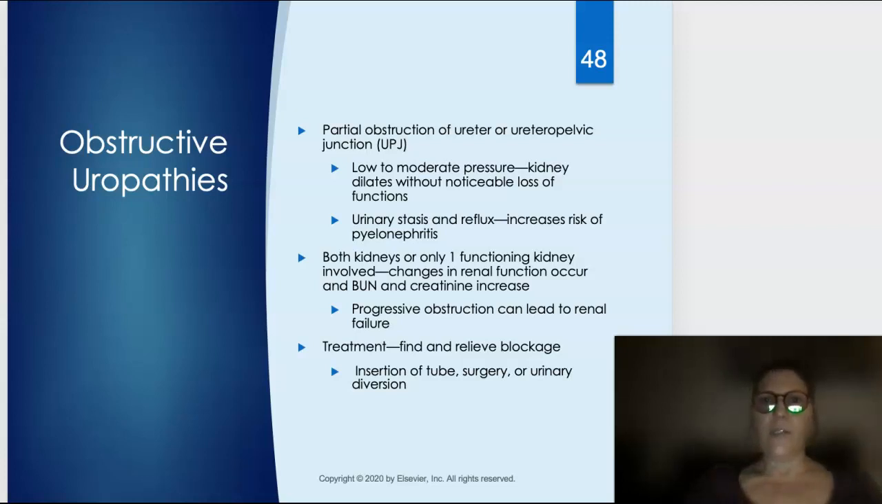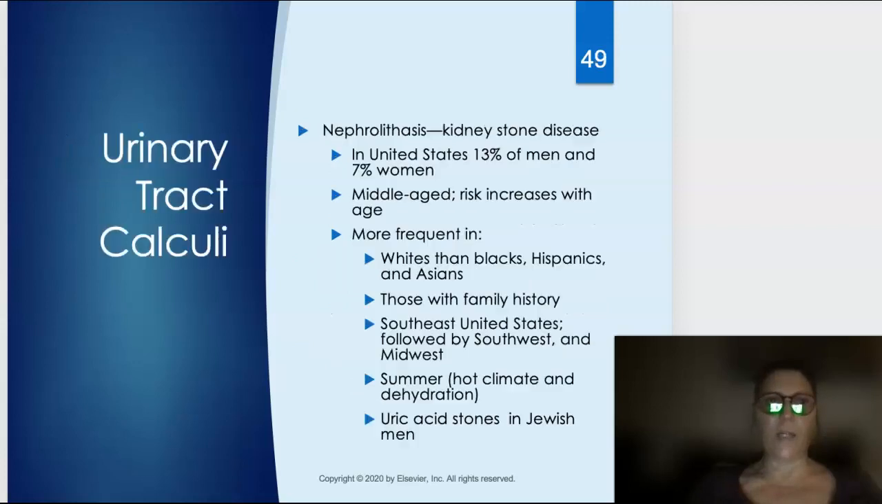If it hangs out, it grows bacteria, and you have all sorts of problems. So if both kidneys or only one functioning kidney are involved, a change in renal function occurs and the BUN and creatinine increase. And then we have progressive obstruction that can lead to renal failure. So the treatment, we're going to find and relieve the blockage. That's easy, right? Insert a tube, surgery, or urinary diversion, and then you just have to hope that everything goes back to normal and help people get back to normal after you relieve that blockage.